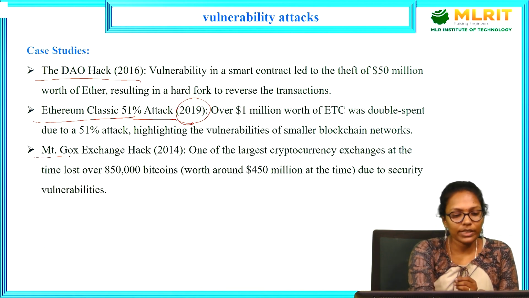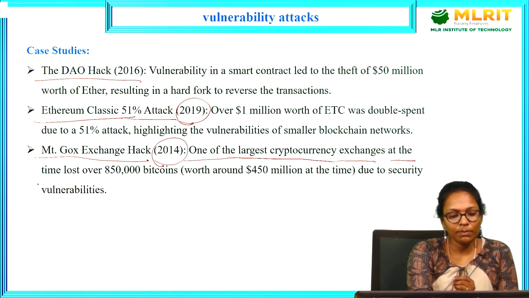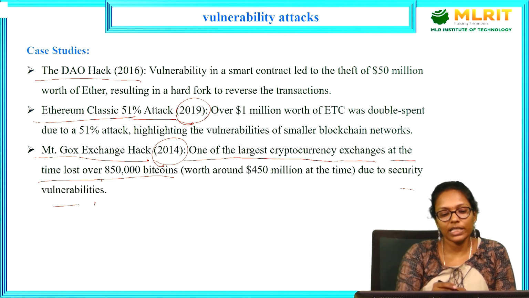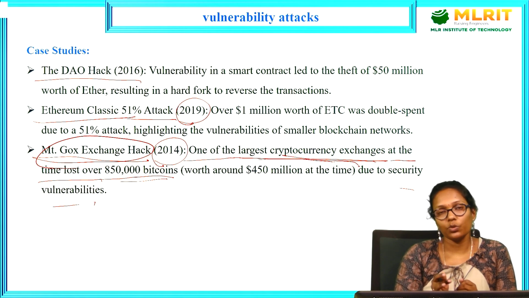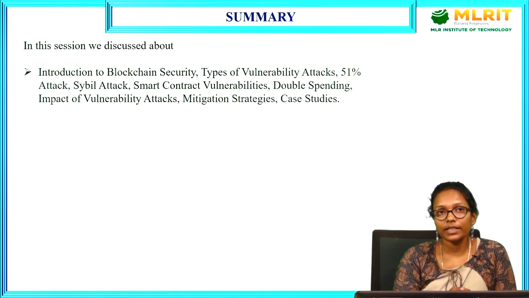And the Mt. Gox exchange attack happened in 2014. It was one of the largest cryptocurrency exchanges at the time, and it lost over 850,000 bitcoins due to security vulnerabilities. It's a cryptocurrency exchange, and we have so many cryptocurrency exchange platforms. On this platform, because of the security vulnerability, these many bitcoins were lost. So that's about the security vulnerabilities in smart contracts.